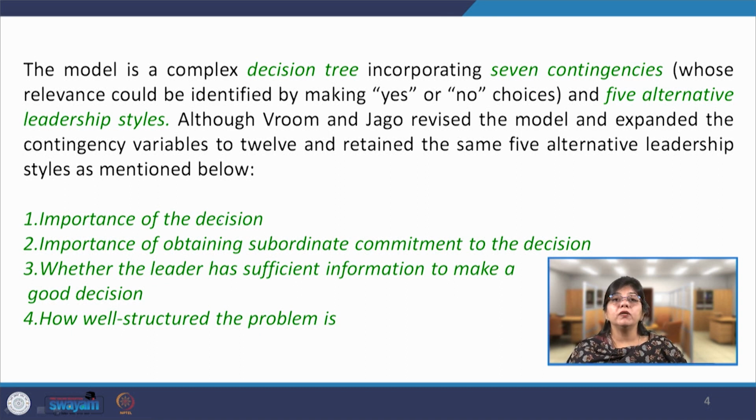Fourth, how well structured the problem is. Sometimes the problem is very direct and it is clear to understand. We can perceive the problem in a very clear-cut manner, but sometimes the problem is very vague. The problem is there, but there is vagueness and we cannot find the root cause of the problem.